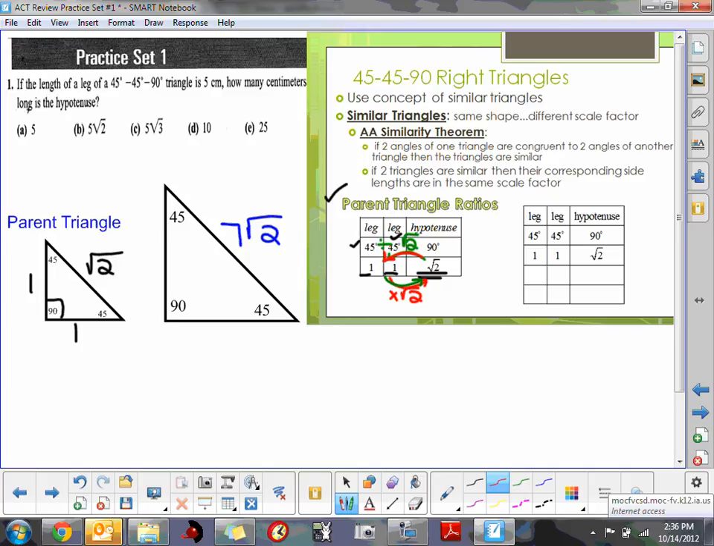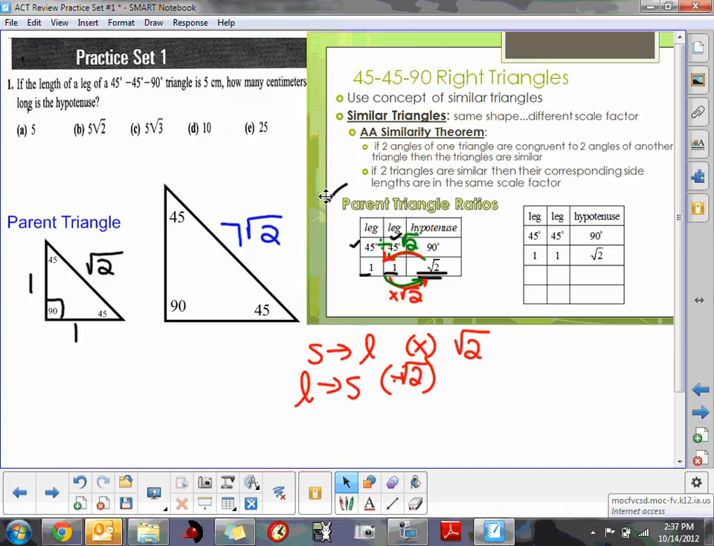A little thing that helps me remember: anytime I go from a short side to a long side, from the leg to the hypotenuse, I'm always going to use multiplication, and in 45-45-90s, it's going to be multiplied by the square root of 2. Anytime I want to go from a longer side to a shorter side, in this case from the hypotenuse to the leg, we're going to use division, and we'll have to divide by the square root of 2. Those are the two strategies I think that we can apply to this very quickly.